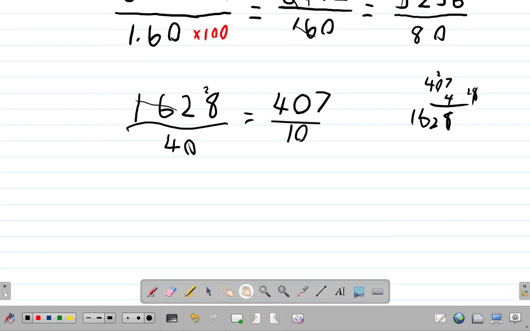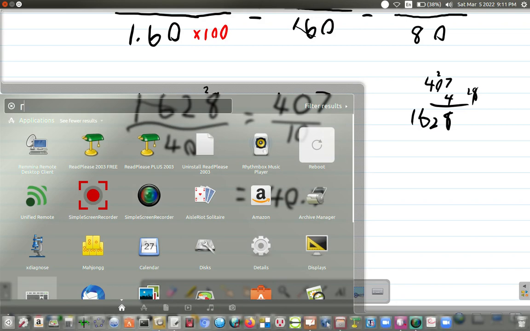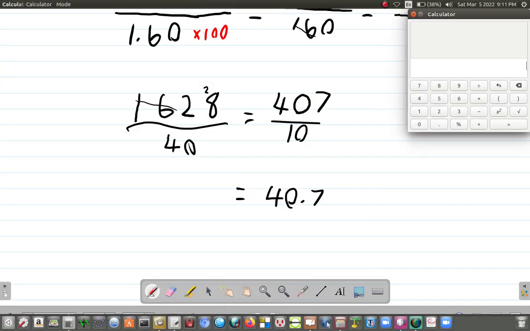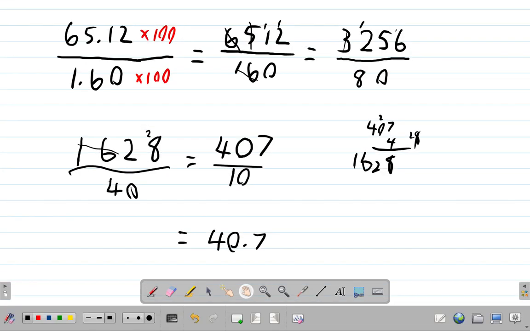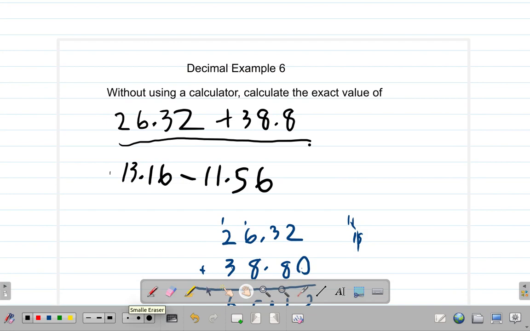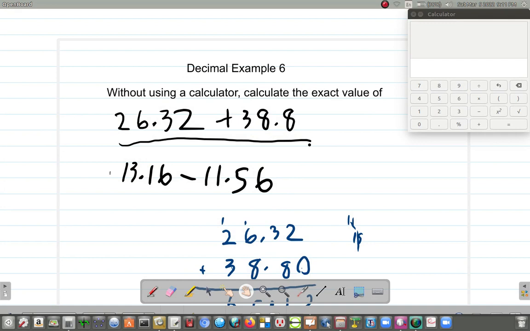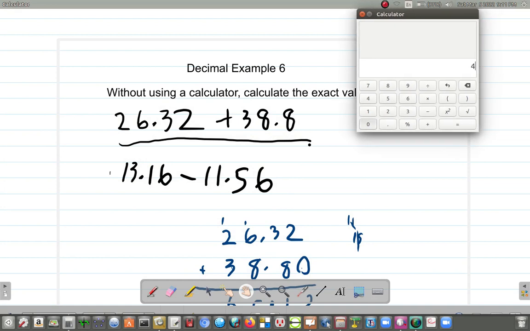Then you can see what 407 divided by 10 is. It is 40.7. And there you have it. Now, just to test our result, 40.7, to ensure we didn't make a mistake. Let's see what happens here. Here's our calculator. It should be 40.7 when you're finished, alright?